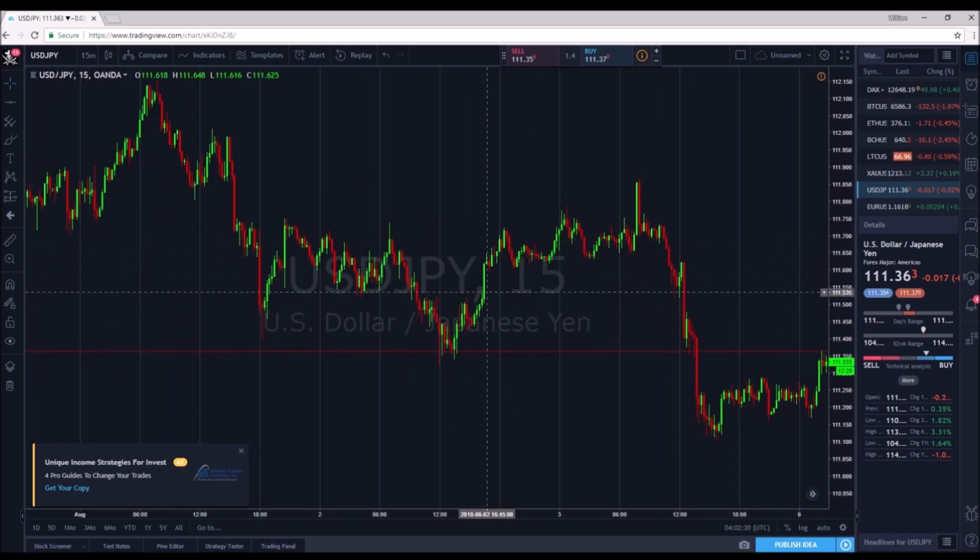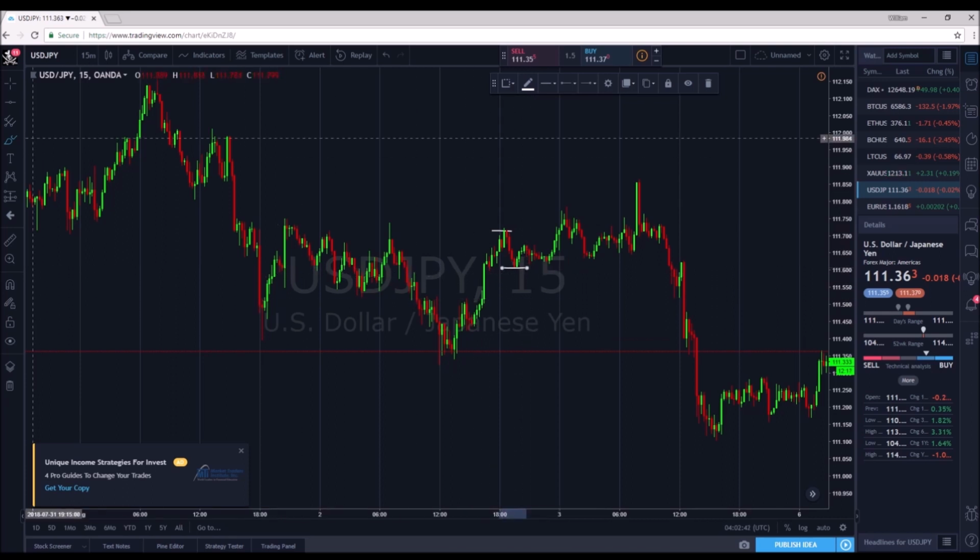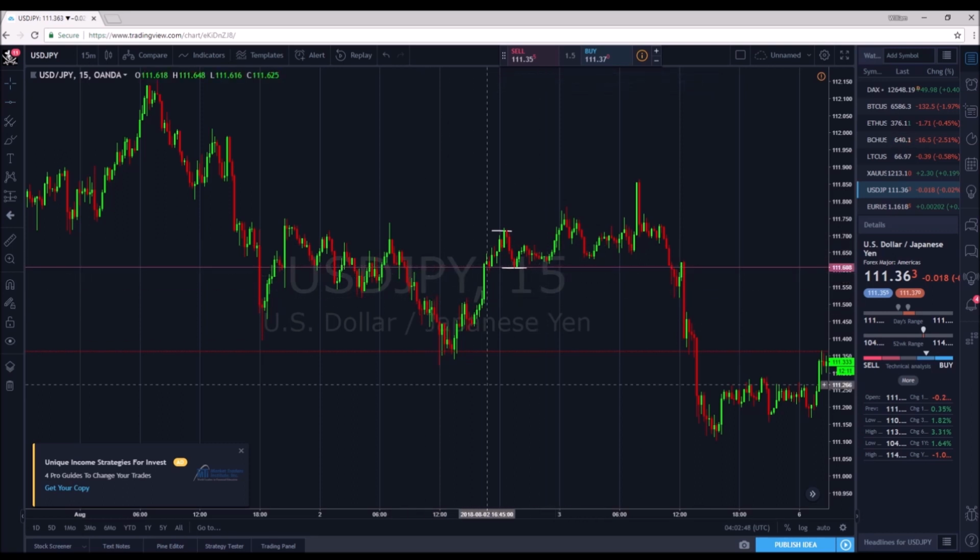Okay, you see how price came down and formed a resistance after forming this minor little support here. You got a minor little support formed here, then it formed this resistance zone. Let's just go ahead and mark that with a horizontal line. Okay, there's a resistance zone right there.